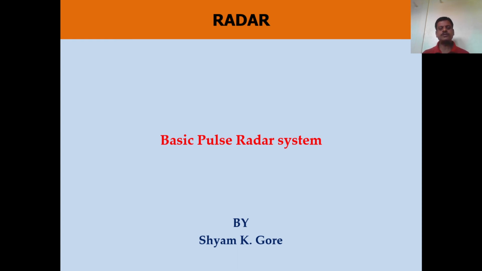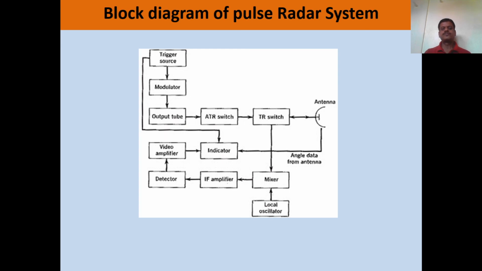Today we are discussing the pulse radar system. In the pulse radar system, it has the transmitter, receiver, and the duplexer antenna. And the block diagram of pulse radar system is this.